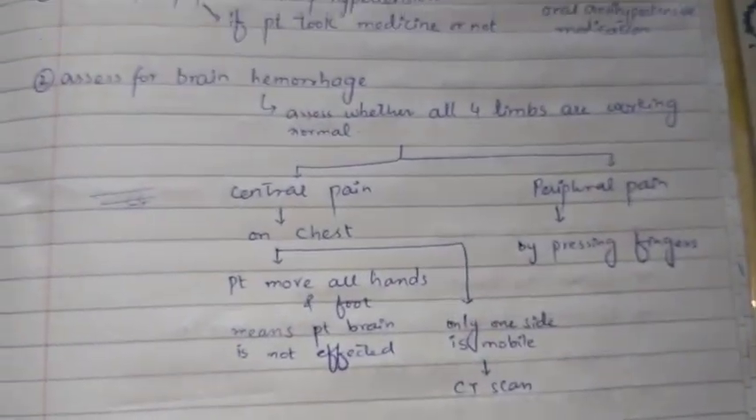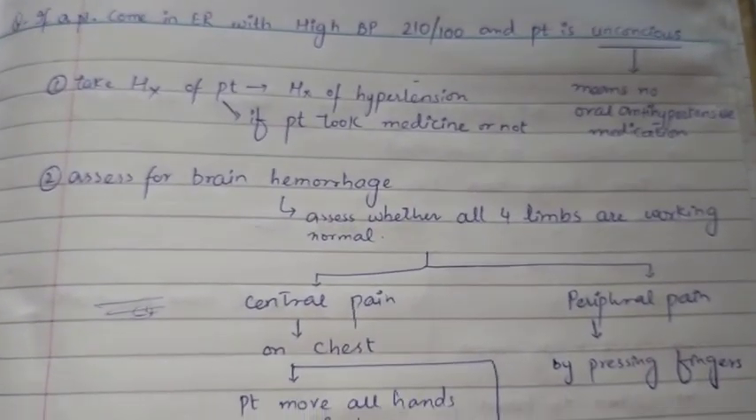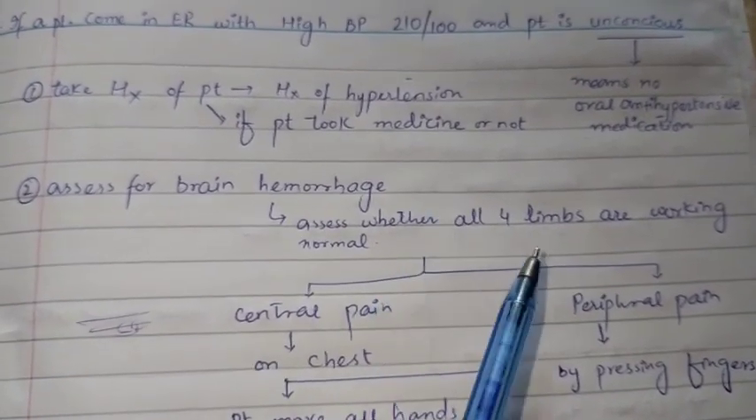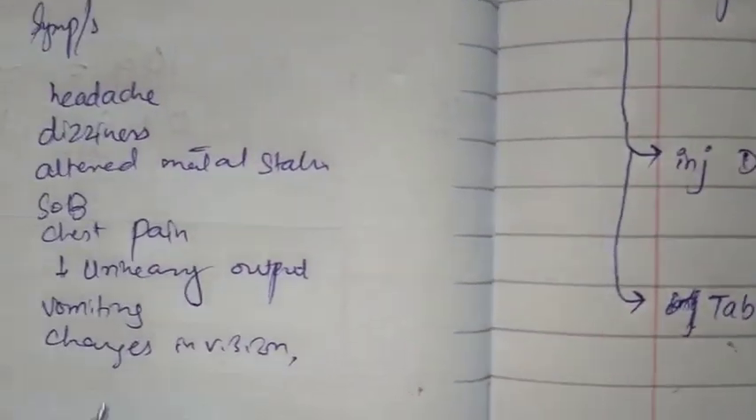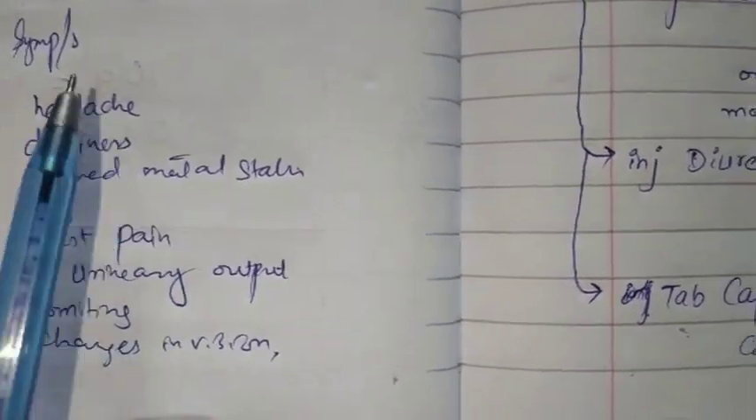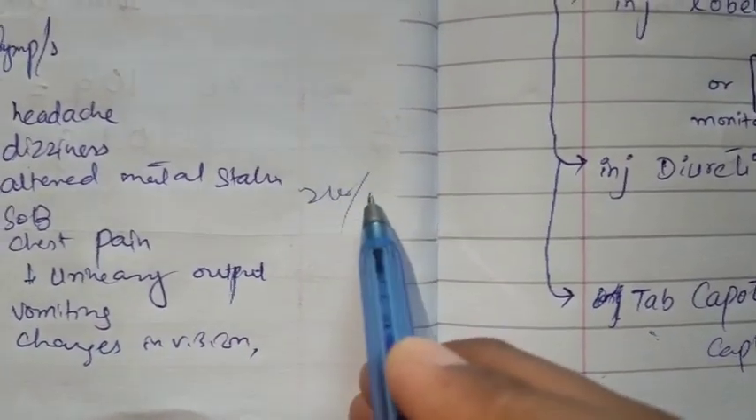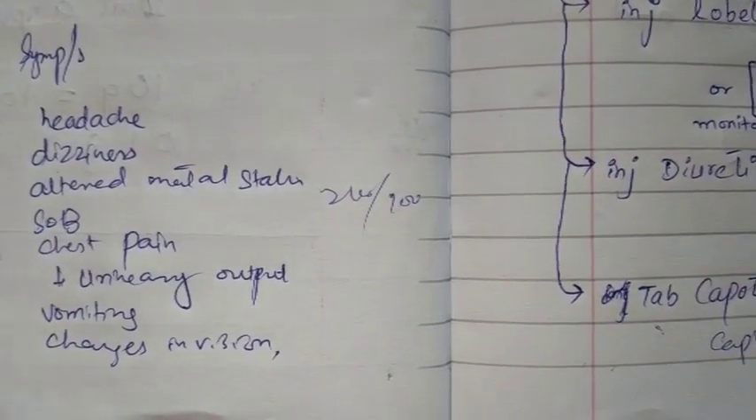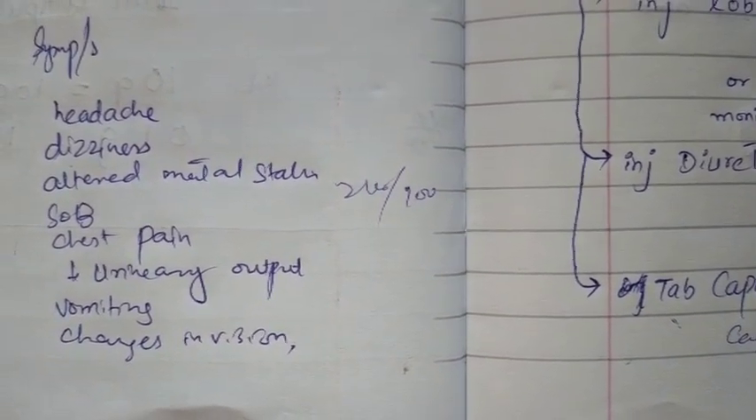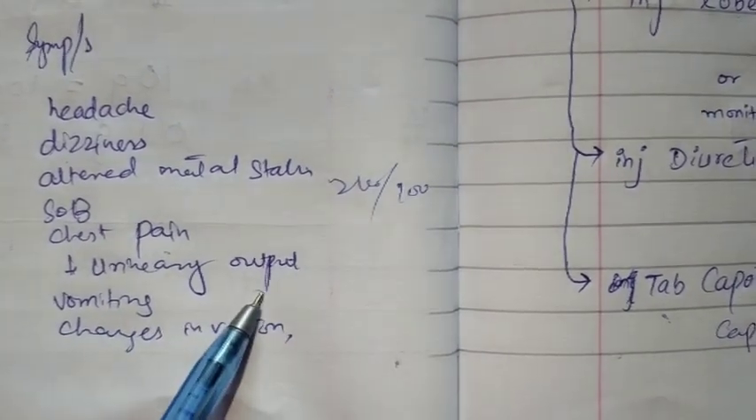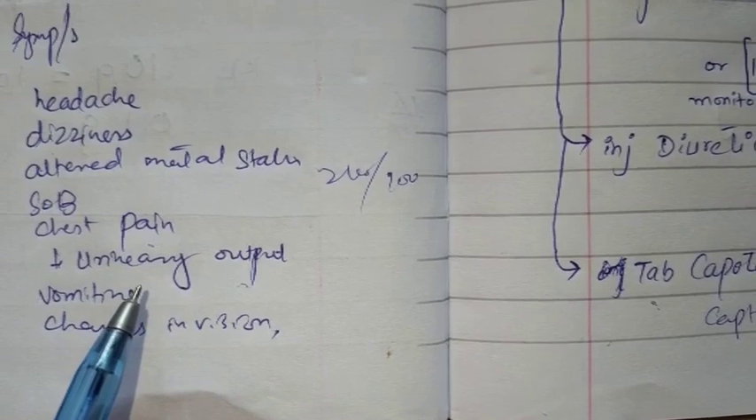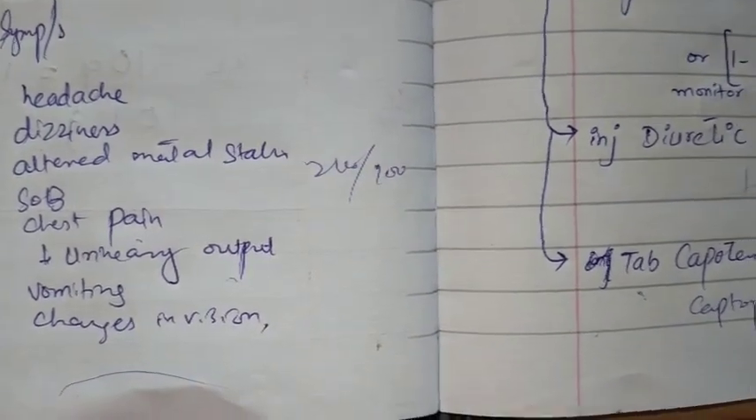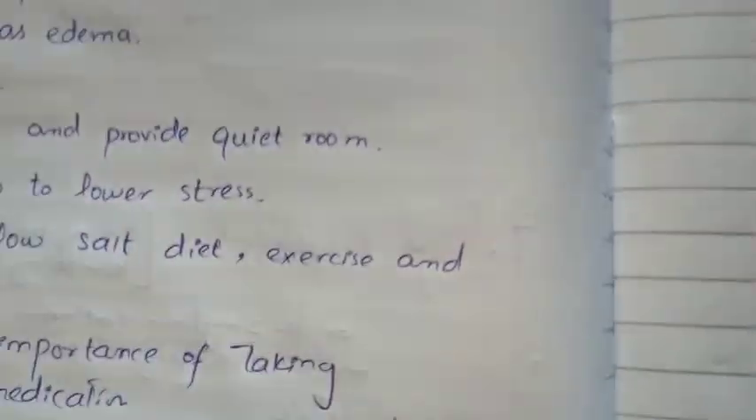Okay, so now what are the nursing interventions we have to take? First of all, we have to assess the patient and see all the signs and symptoms. If the BP is very high, like 210 by 100, then the patient may have headache, dizziness, altered mental status, shortness of breath, chest pain, decreased urinary output, maybe that's why BP is very high, vomiting, and changes in vision. So what are the nursing interventions?